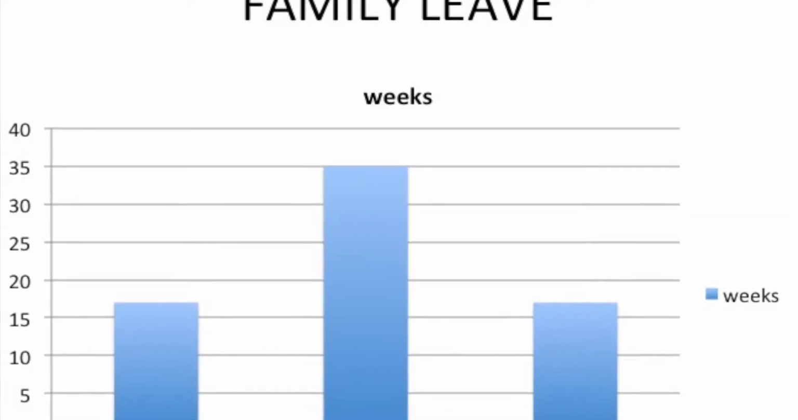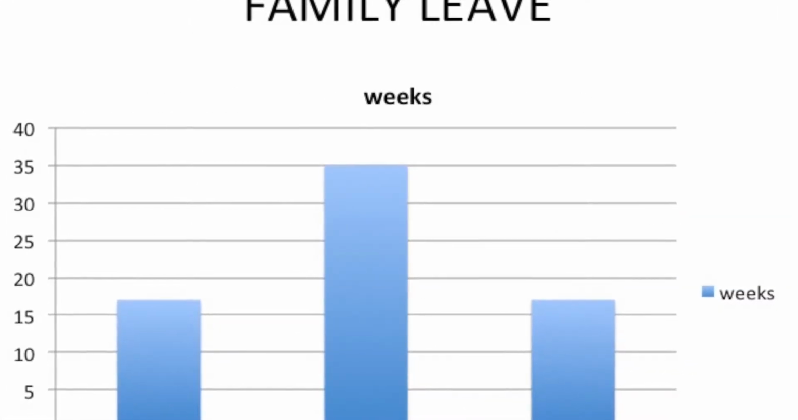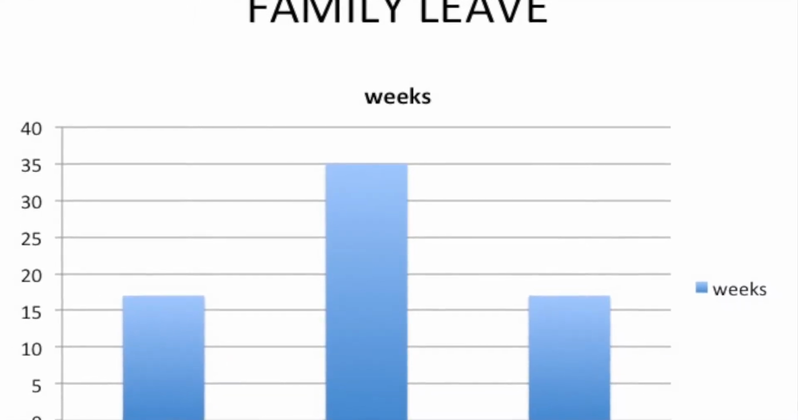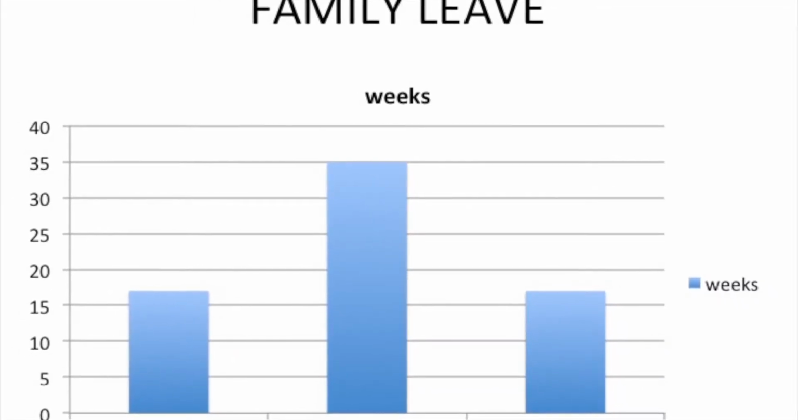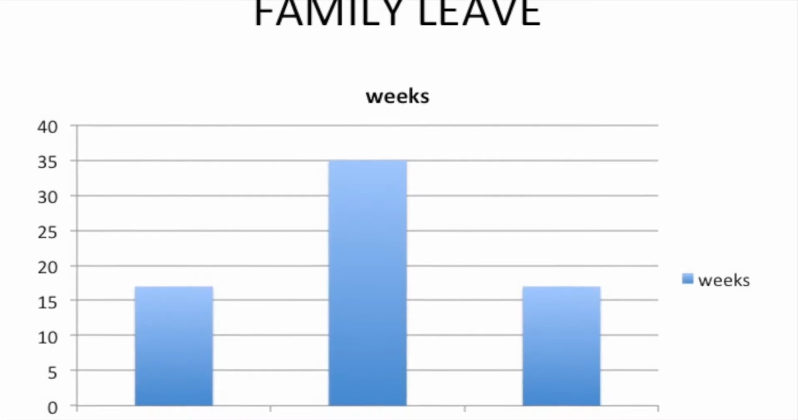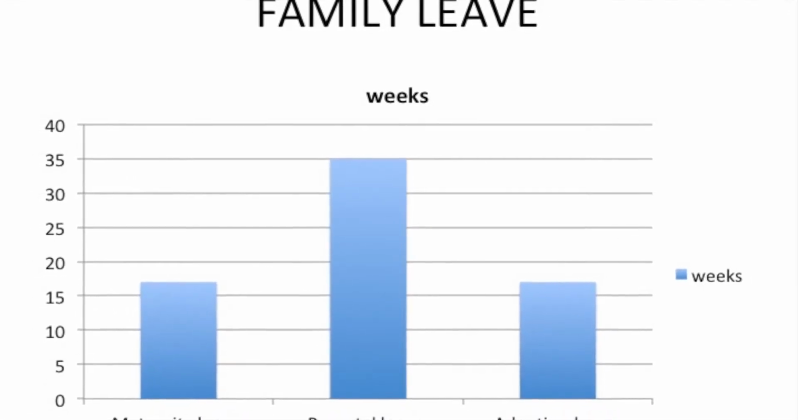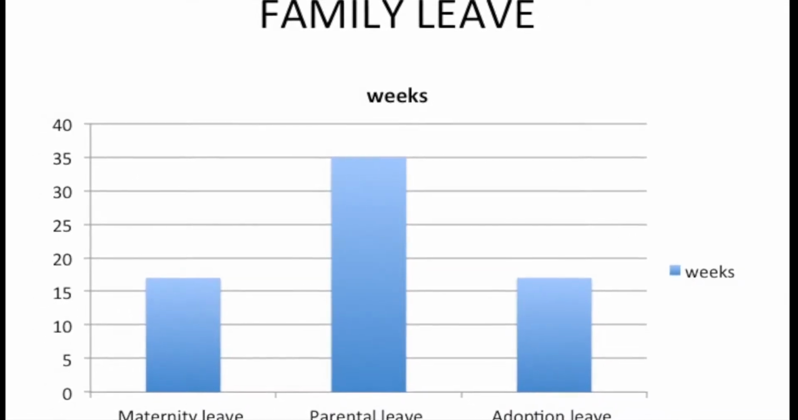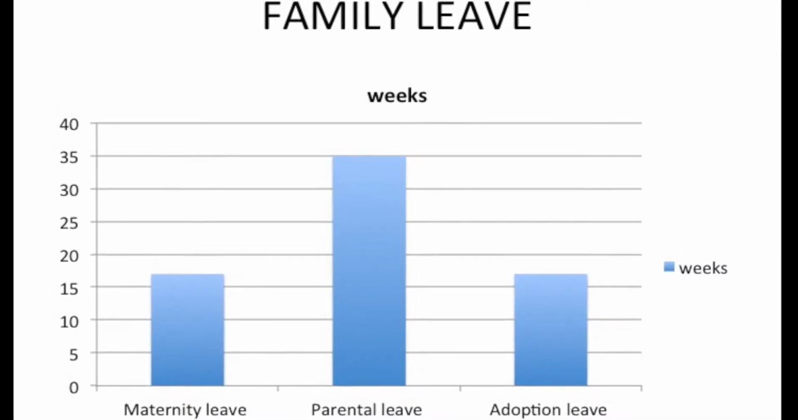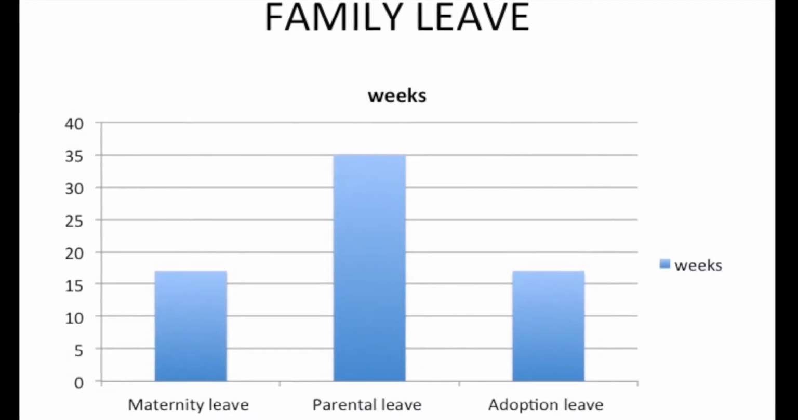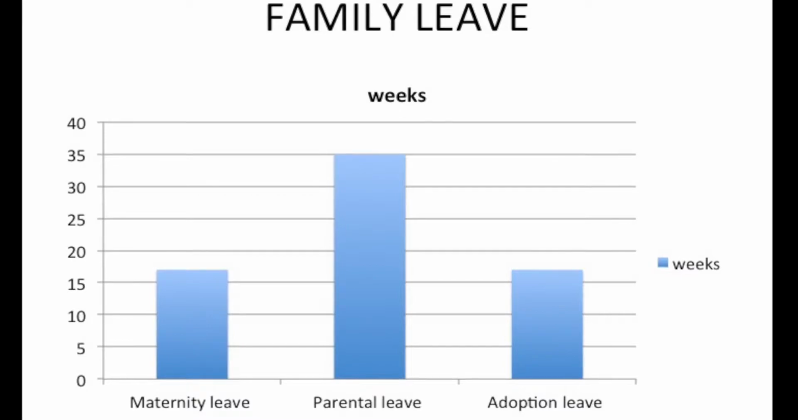So here in this graph, we have the family leave. So first, in the maternity leave, moms have an approximate of 17 weeks after their kid is born. Also, the parental leave is shared between the two parents, and it's 35 weeks. And last of all, the adoption leave is 17 weeks.